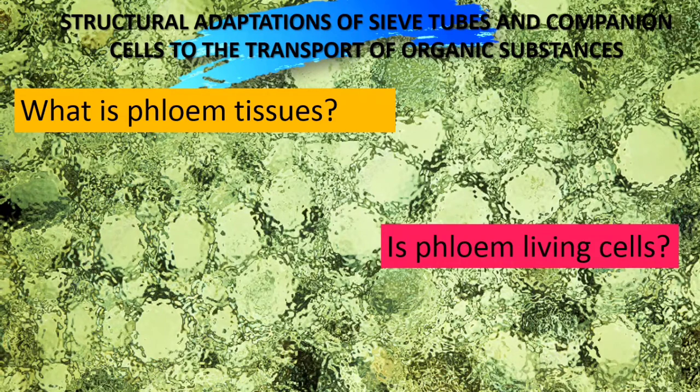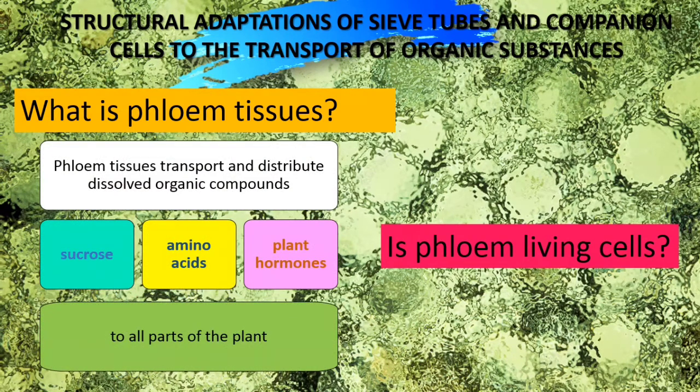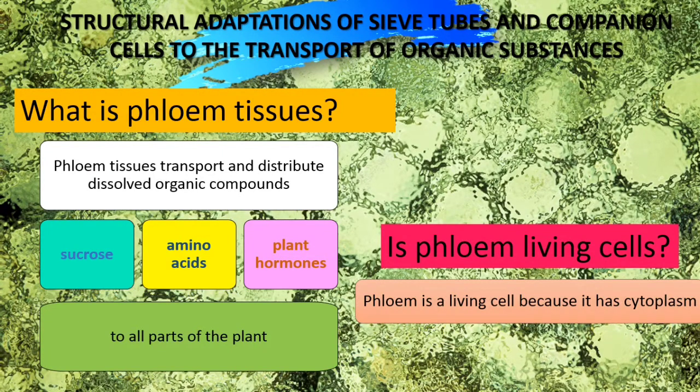Next, the structural adaptation of sieve tube and companion cell for the transport of organic substances. Okay, we discuss the phloem tissue. What is phloem tissue? Phloem tissue transports and distributes dissolved organic compounds such as sucrose, amino acids, and also plant hormones to all parts of the plant. Is phloem made of living cells? Yes, the phloem is living cells because it has cytoplasm. So it differs from the xylem. Xylem consists of dead cells, while the phloem consists of living cells.